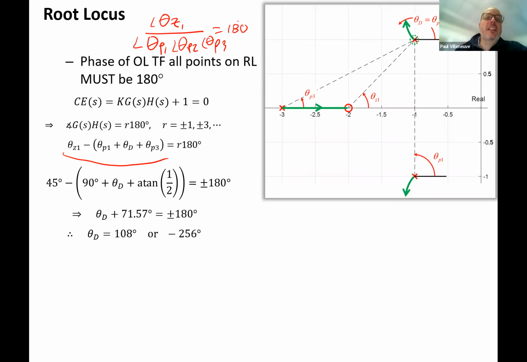So if I want to calculate any one of those angles, say if it's departing from here, theta p2, then that's going to be defined as my angle of departure. So this is my theta sub d. And now I'm going to plug that into this particular equation, where I have to calculate what theta z1 is. Then I'm going to subtract the sum of theta p1, theta sub d, and theta p3, and set that equal to 180 degrees.